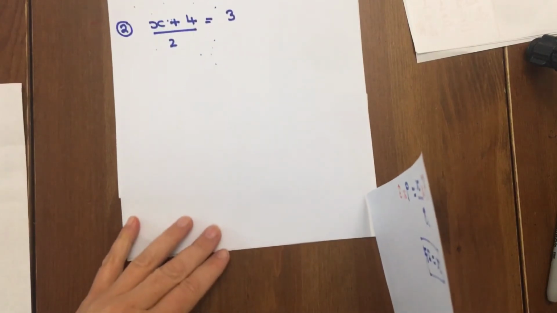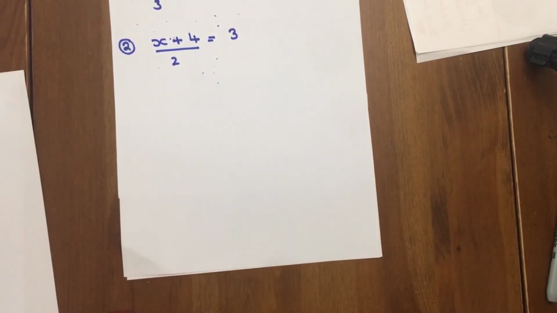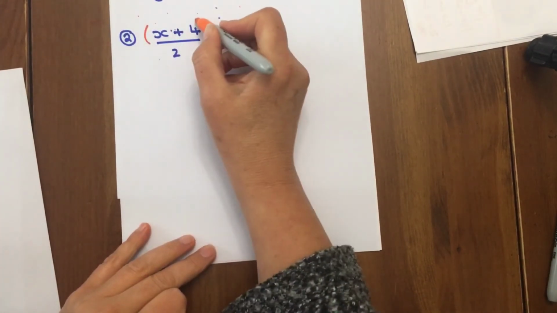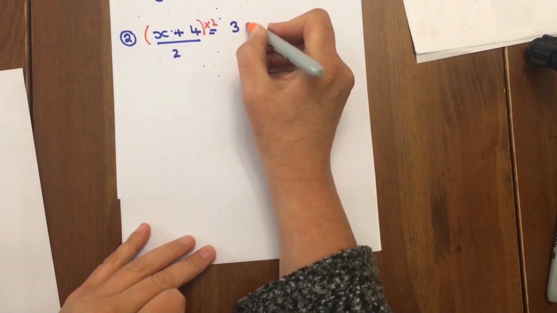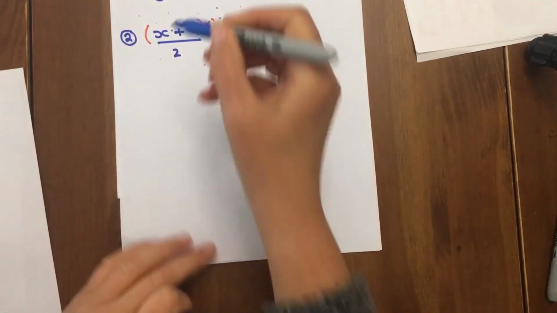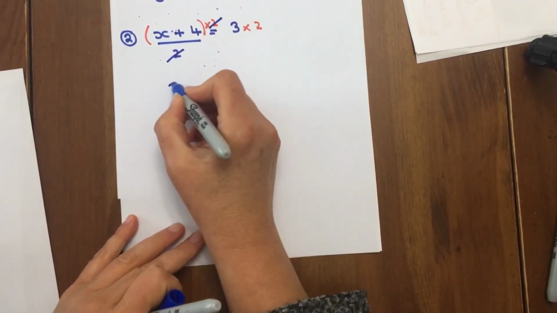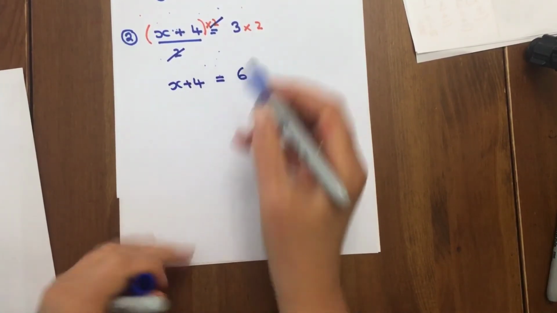Let's look at question 2 now. So for question 2, the first thing I have to do here, because it's all of this divided by 2, the opposite of dividing by 2, I have to times both sides by 2 first. So 2 divided by 2 is 1, or we think of them as cancelling. So I've got x plus 4 on the left hand side is 6 on the right hand side.